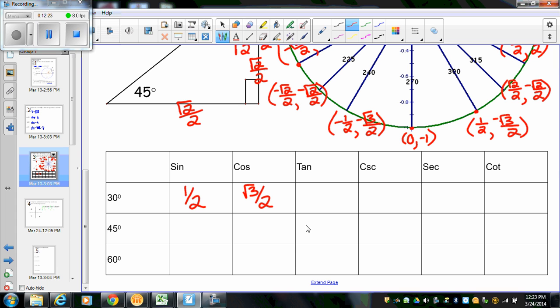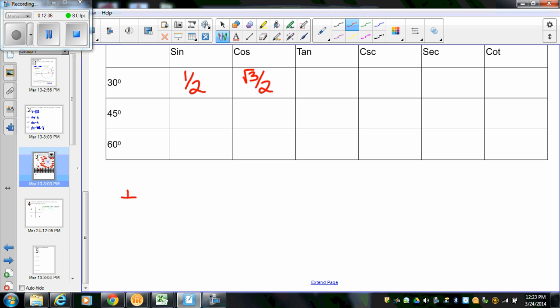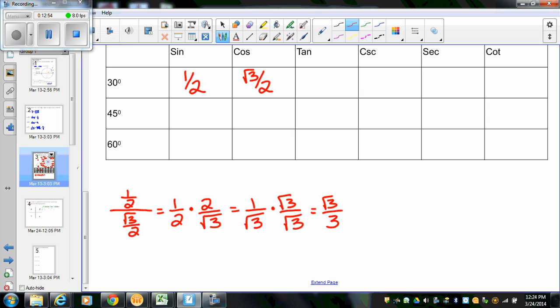Tangent then is y over x. So it would be 1/2 over the square root of 3 over 2, which you can rationalize off to the side of your paper. I'll show you down here. It would be 1/2 over the square root of 3 over 2. So this becomes 1/2 times 2 over the square root of 3, which is 1 over the square root of 3, which we then rationalize into square root of 3 over 3. So the tangent of 30 degrees is square root of 3 over 3.